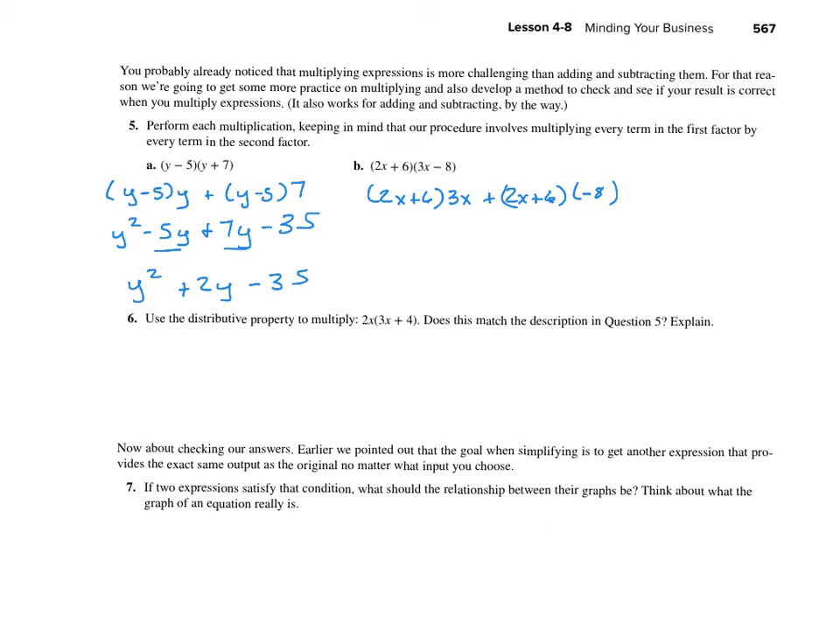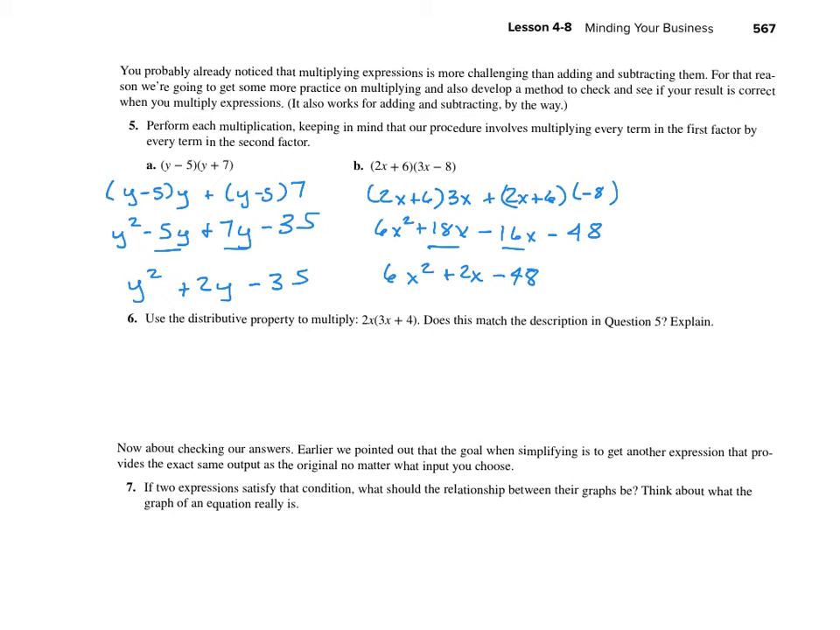Okay, so distributing that 3x, I have 6x squared plus 18x. And distributing that negative 8, I have minus 16x minus 48. Adding like terms, I have 6x squared plus 2x minus 48.